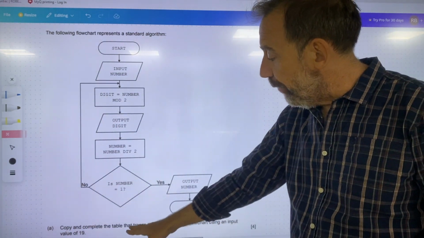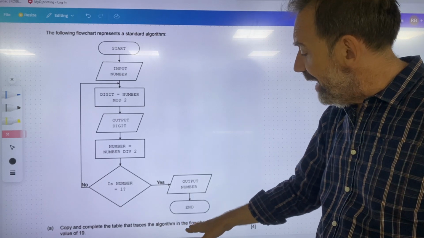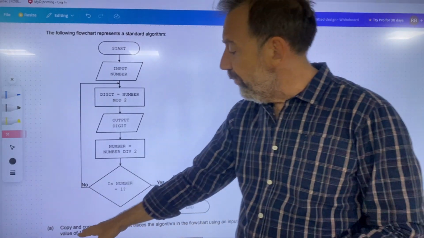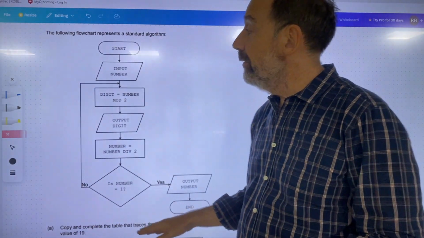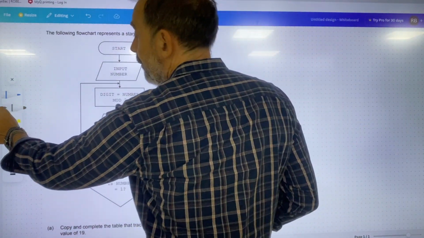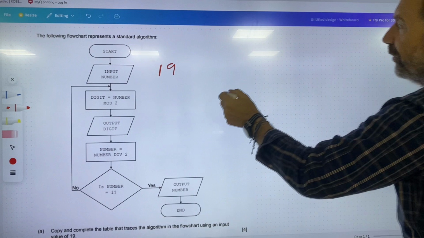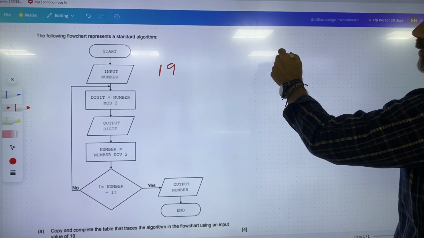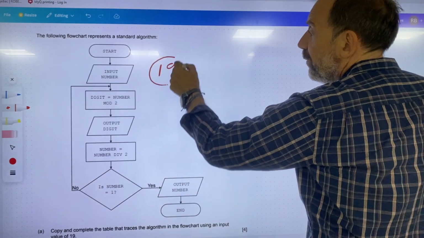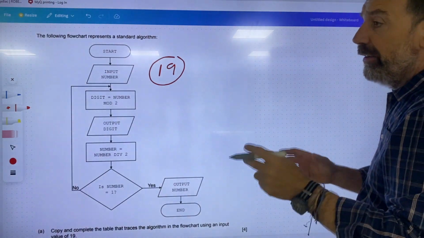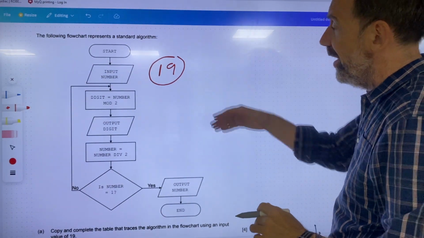I'm going to show you that in a moment. That traces the algorithm in the flowchart using an input value of 19. So we're going to input a number of 19, but I'm just going to draw my table out. My only test data for this particular table is 19.